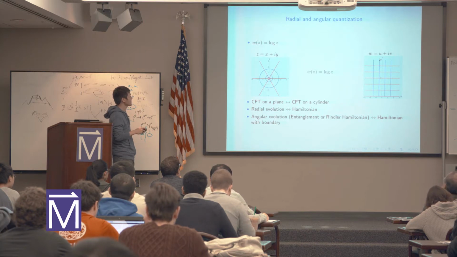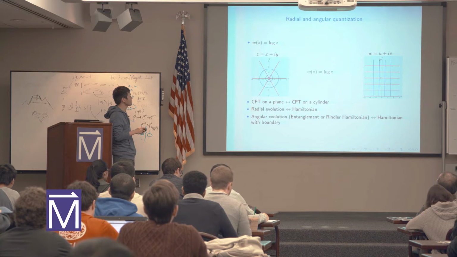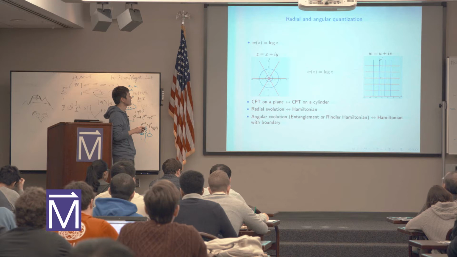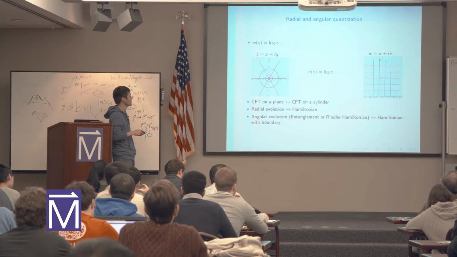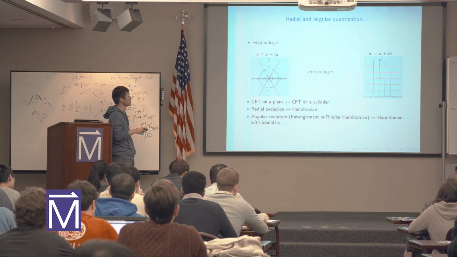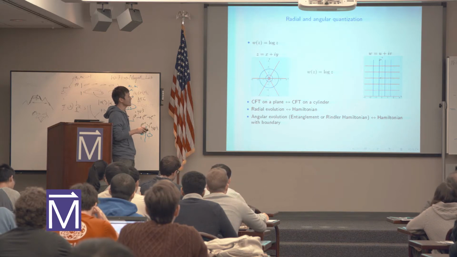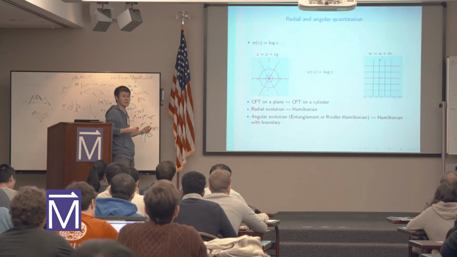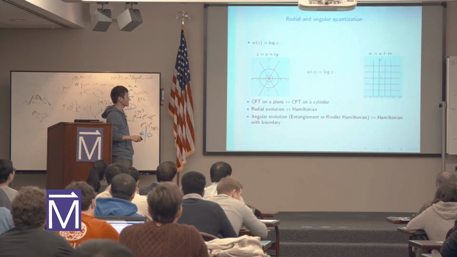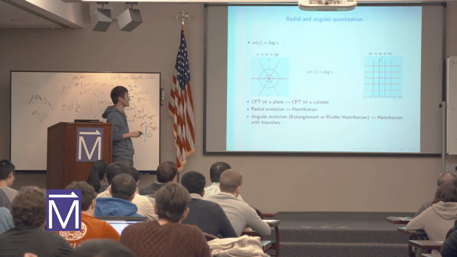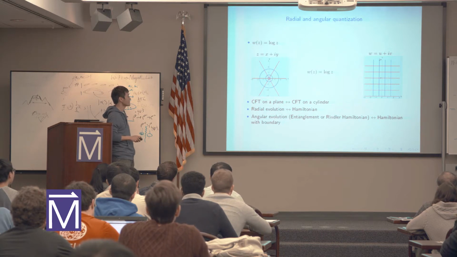So I think last time I started to talk about the evolution which is orthogonal to this radial evolution, which is called angular evolution. So it's a circular evolution on the complex plane. In the cylinder, it's a periodic evolution along the circumference of the cylinder. So you just exchange the role of space and time. And as it turns out, this is nothing but the entanglement Hamiltonian or Rindler Hamiltonian.